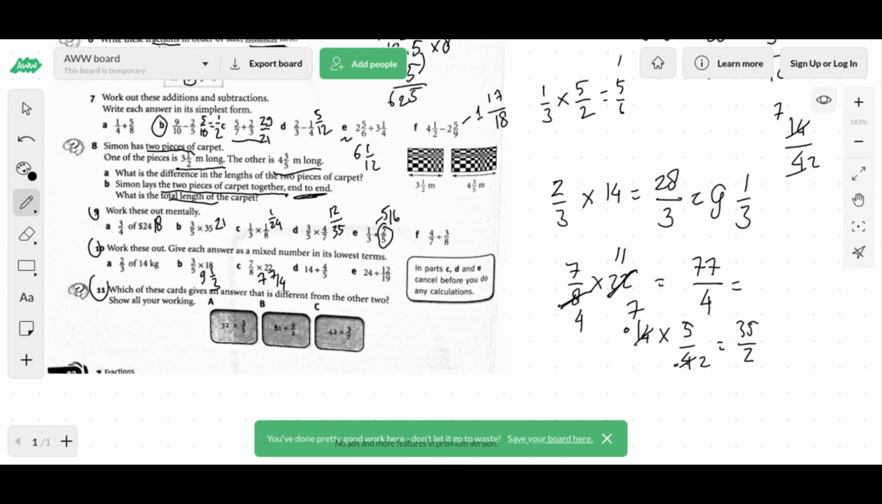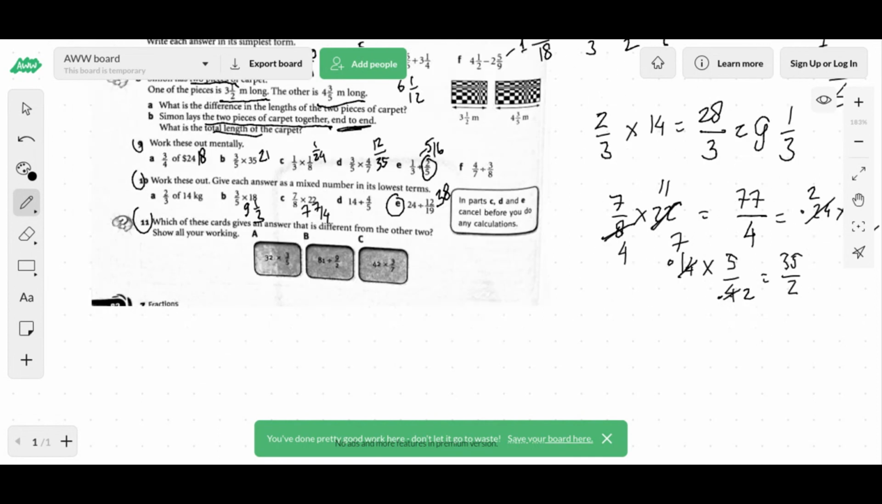And the last one, the E part, 24 divided means multiplying, right? 19 over 12. Can these two cancel out? Yes, you can cancel it out. And then we get 2, and then 19 times 2, which is 38 as your final answer. Yes, 38.